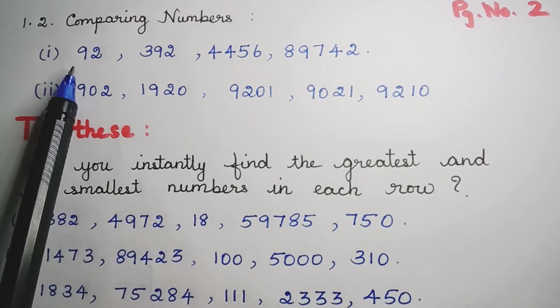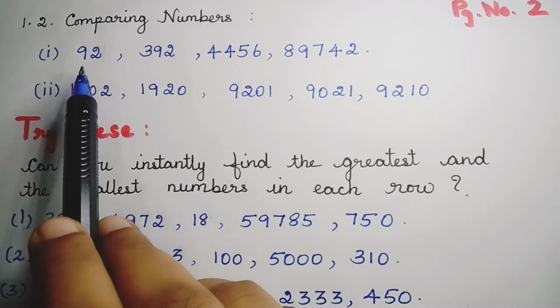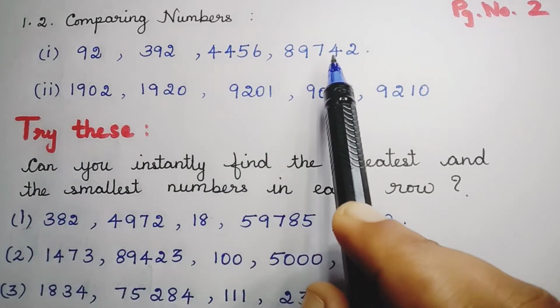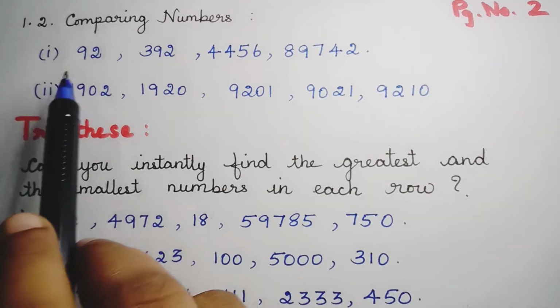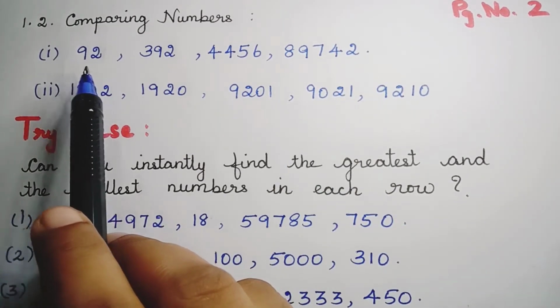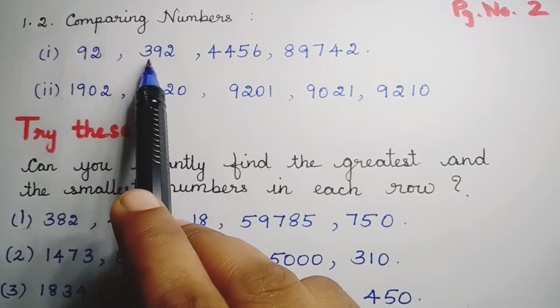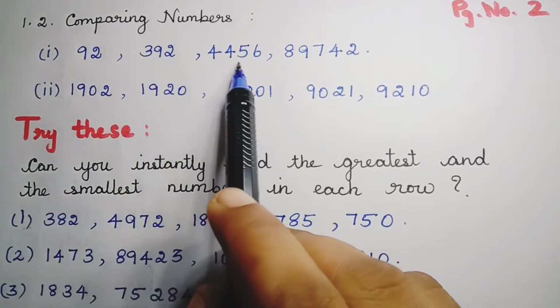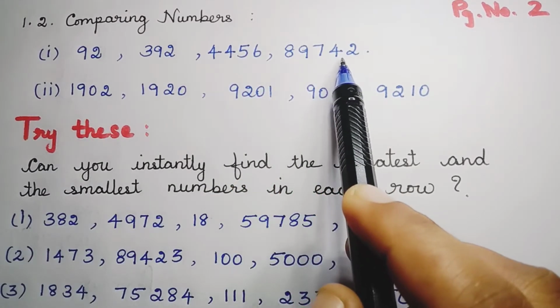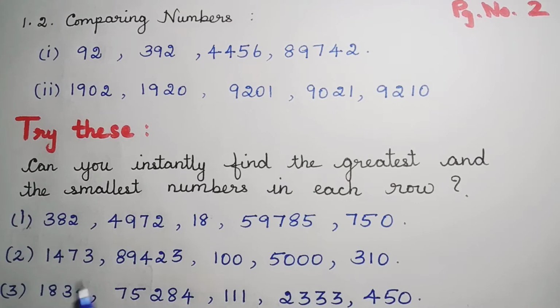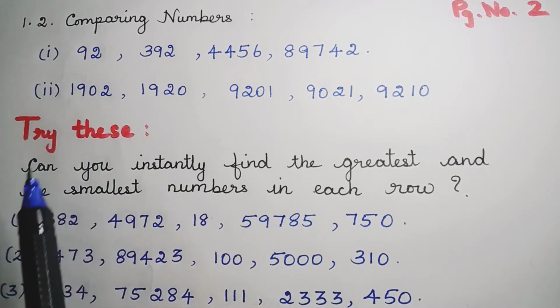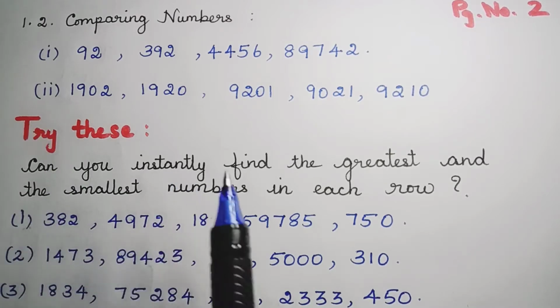Look at the first question: 92, 392, 4456, 89742. Here we have a different number of digits in each number. Here we have a 2 digit number, then a 3 digit number, a 4 digit number, and the next one is a 5 digit number. When you compare numbers with different numbers of digits, it's easy to find the answer. Now our target is to find which is the greatest number and which is the smallest number.